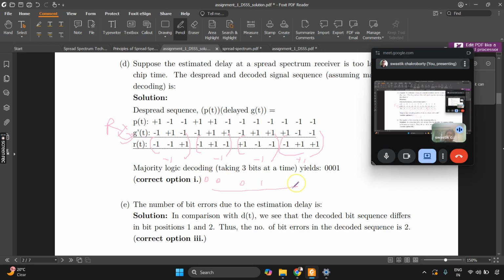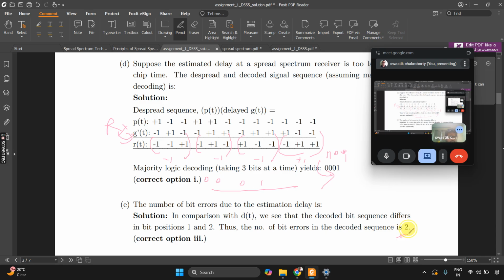So because of 1 by 300th of a second of delay, you are getting a bit error rate of 50%. You wanted to transmit 1101. Instead, you are stuck with 0001.